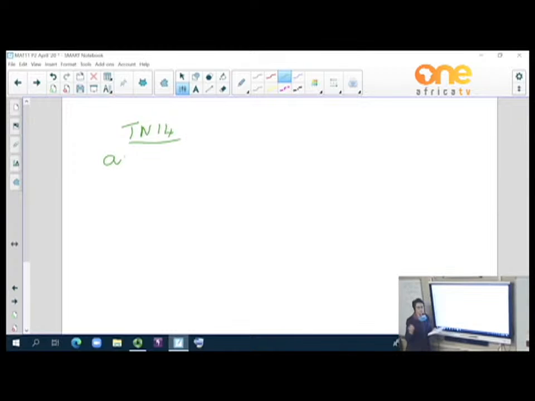Right, so what is theta in this case? What is your angle here? Page 507. Yes, very good. It's 90 degrees. So my formula is now theta over 360 of 2 pi r.